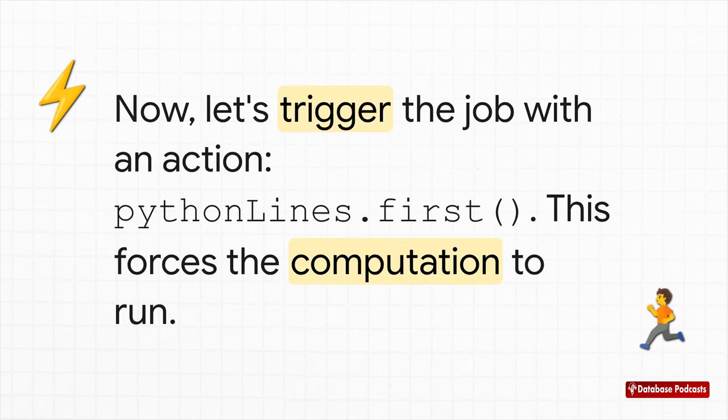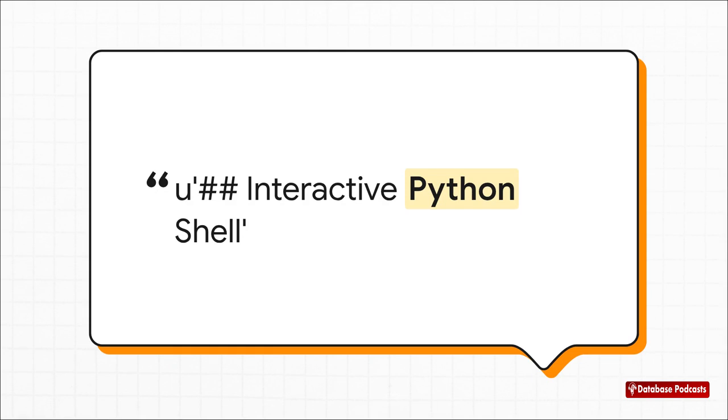So, we need an action to actually make something happen. Let's use first. This action tells Spark, hey, go through that recipe you have and just give me the very first thing you find that matches. The second we hit enter on this command, the Spark engine roars to life. It opens the README file, it reads each line, it applies our Python filter, and the very instant it finds a match, it stops and sends it back to us. It doesn't even bother reading the rest of the file. And boom, there it is. Right on our screen, we get the result, the first line in that file that contains the word Python.